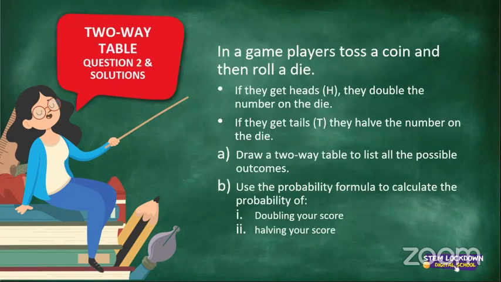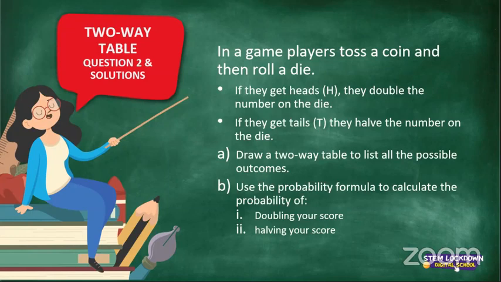Okay. Now, we're quickly going to look at another example. I'm going to read this one out to you quickly. It's also a game. Players toss a coin and then roll a die. Okay?